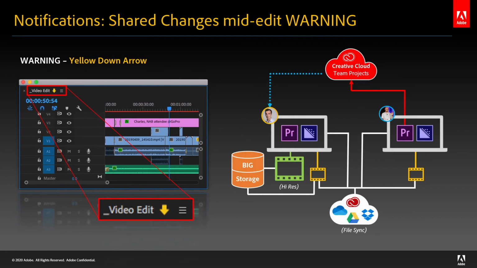If a timeline name has a yellow down arrow, the current user is being notified that another user has shared changes of the same sequence.